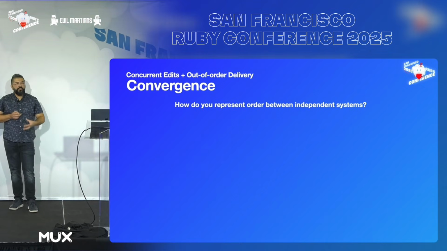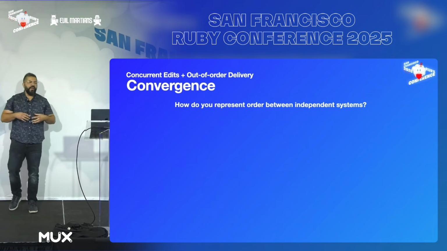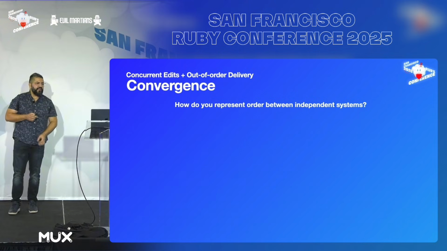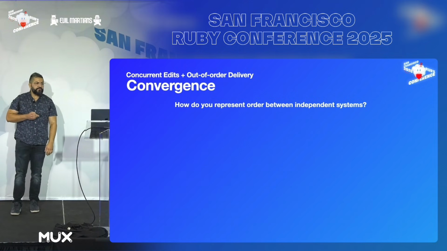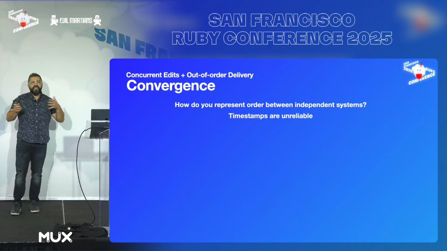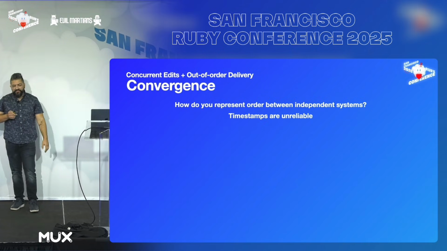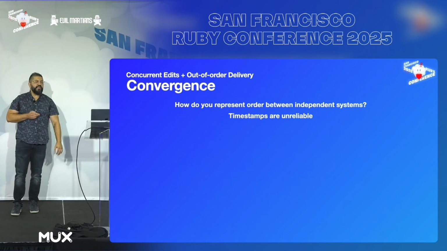So we're going to talk now about convergence. When I say convergence, I mean converging on the final state of your document, the correct state of your document. So how do you represent order between independent systems? Timestamps are unreliable. Some people here have a cell phone or a computer, and there are servers out there. We can't say reliably that each of those timestamps is in sync all the time. They're all over the place. So we can't really rely on timestamps in a distributed system to be able to bring things together.